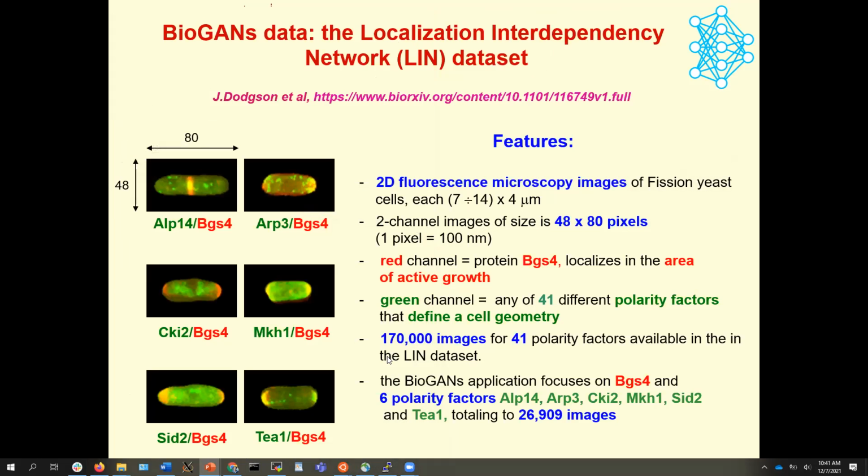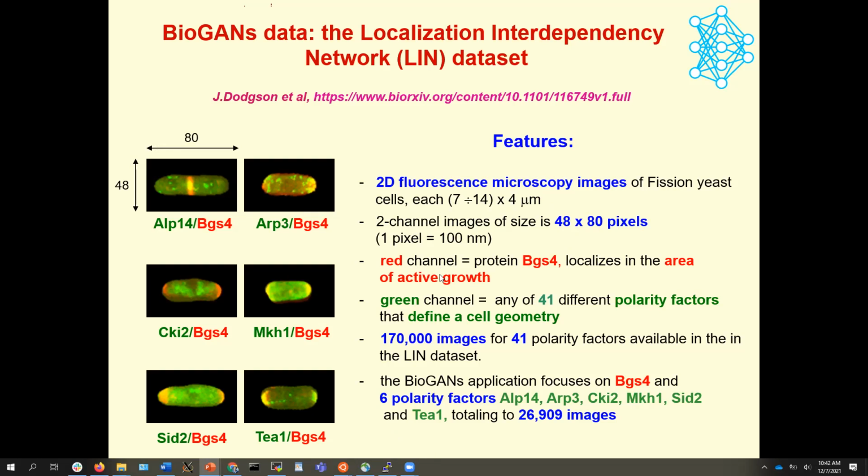So the data, this slide presents the LIN data set. It comprises two-dimensional fluorescence microscopy images of fission yeast cells. Each cell is of length between 7 and 14 microns, depending on the age of the cell, and the width is approximately 4 microns. There are two-channel images. The size of each image is 48 by 80 pixels, where 1 pixel corresponds to approximately 100 nanometers.